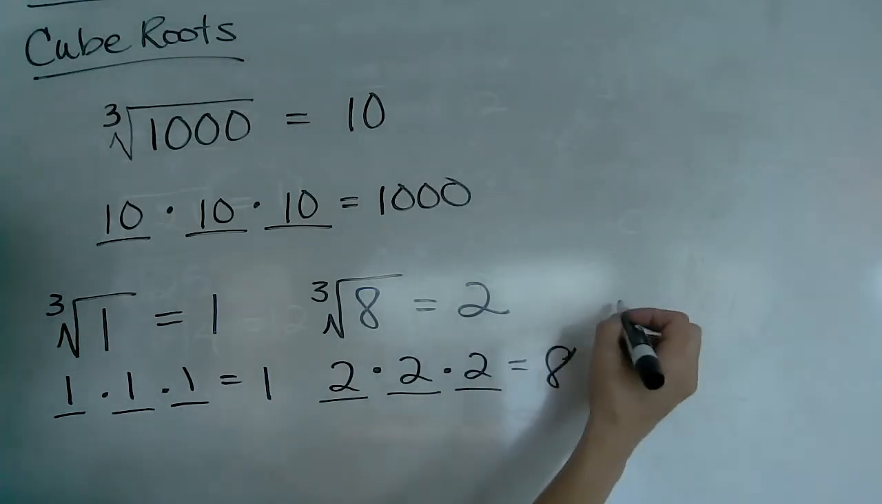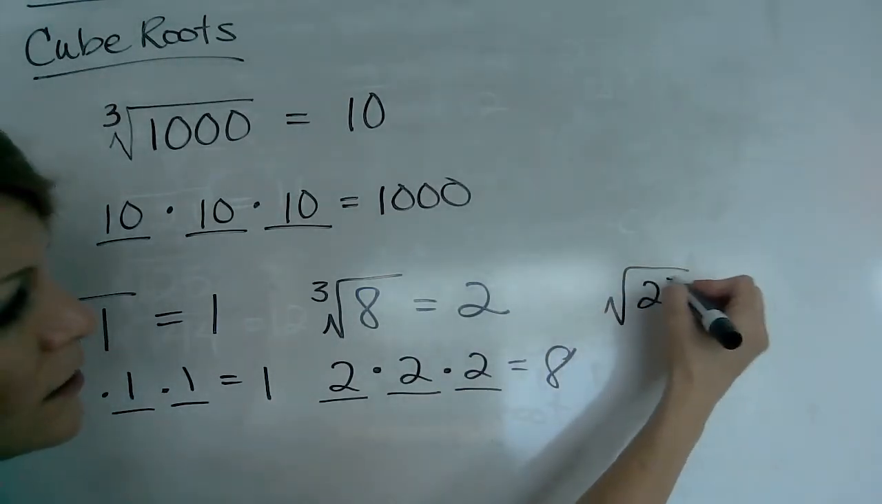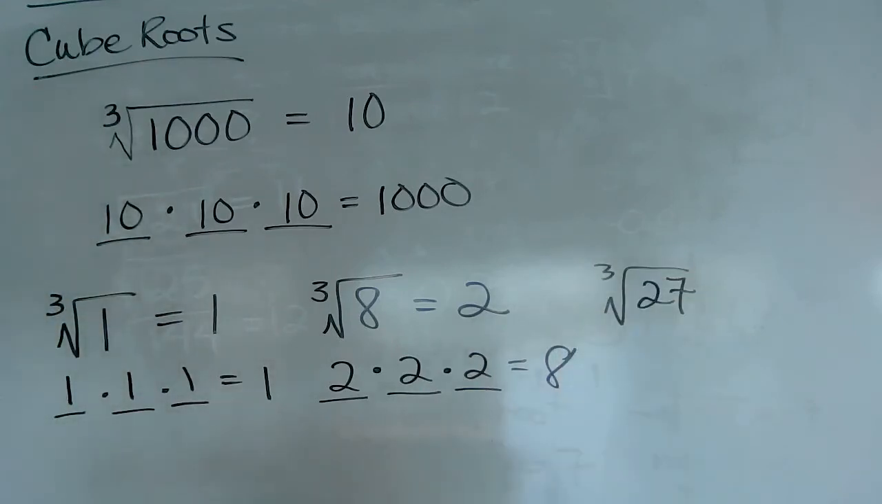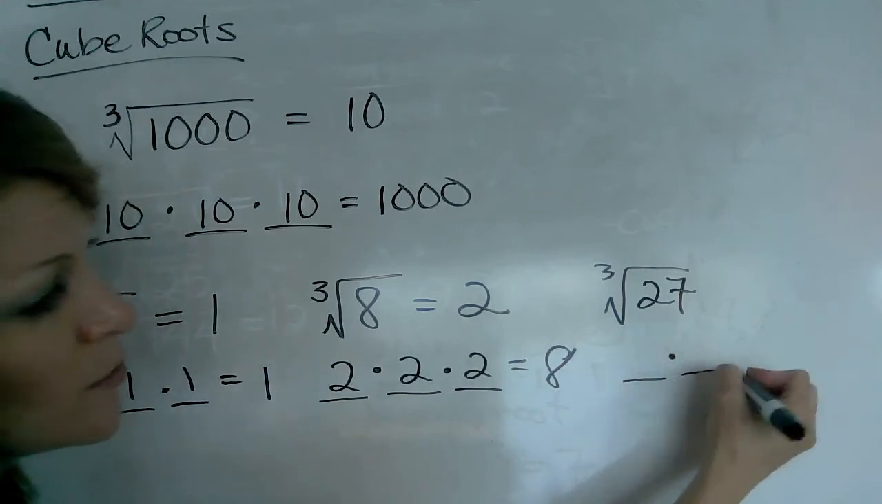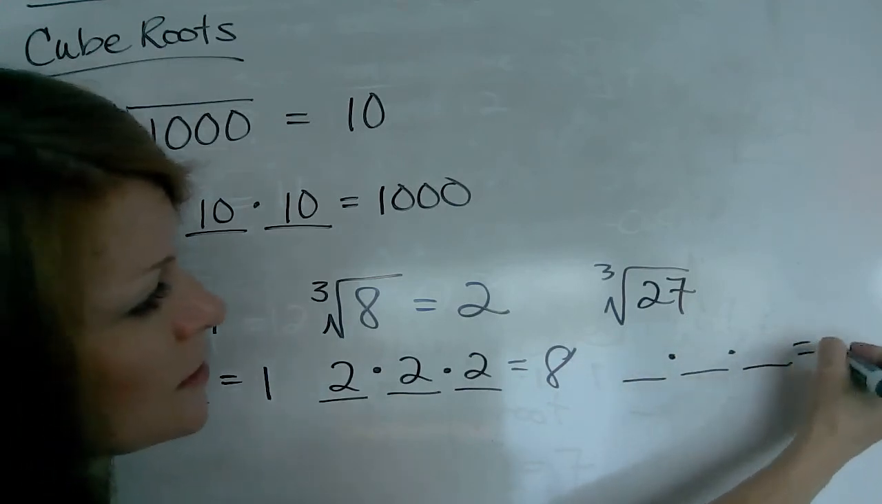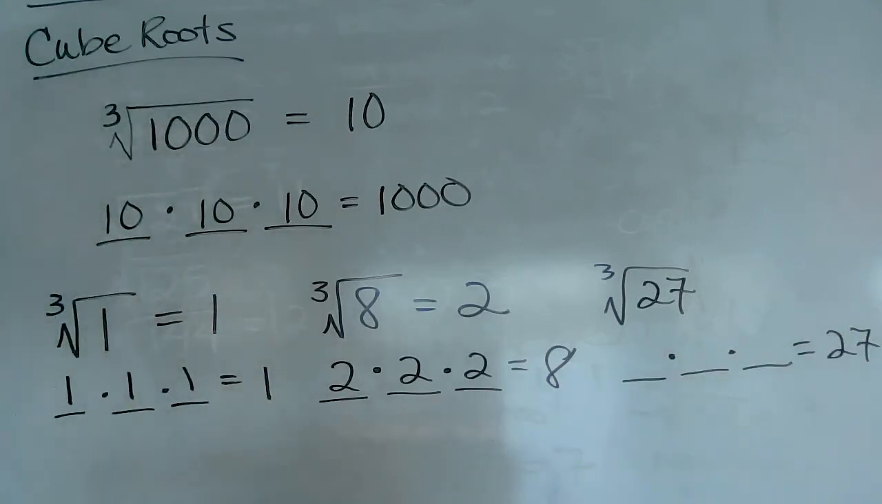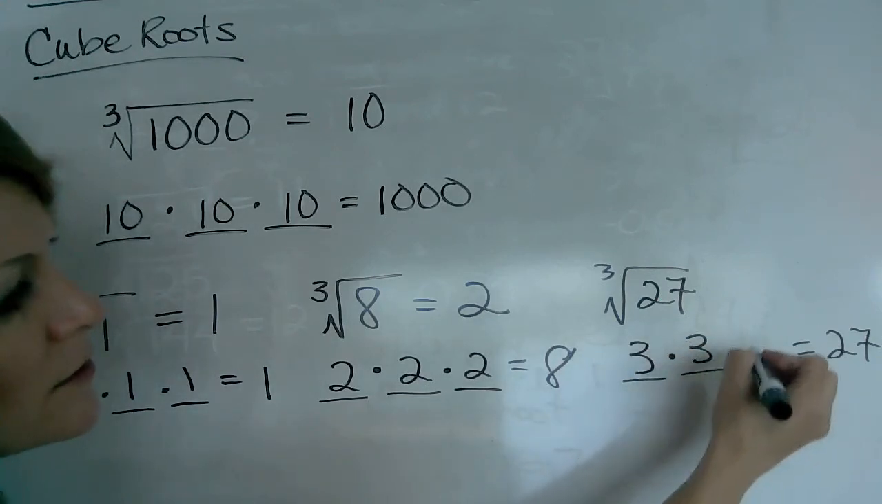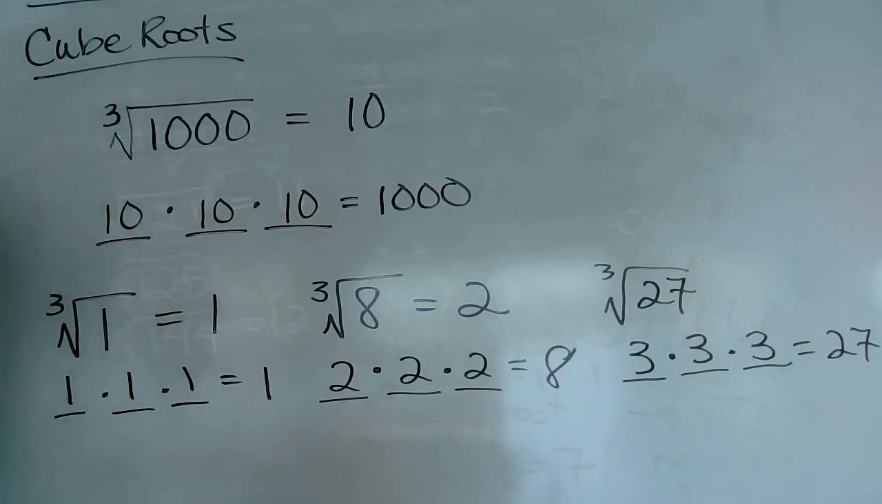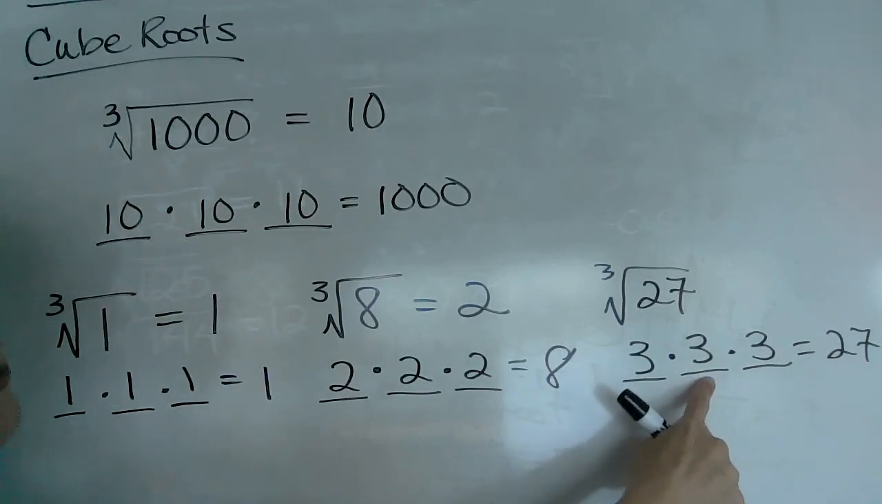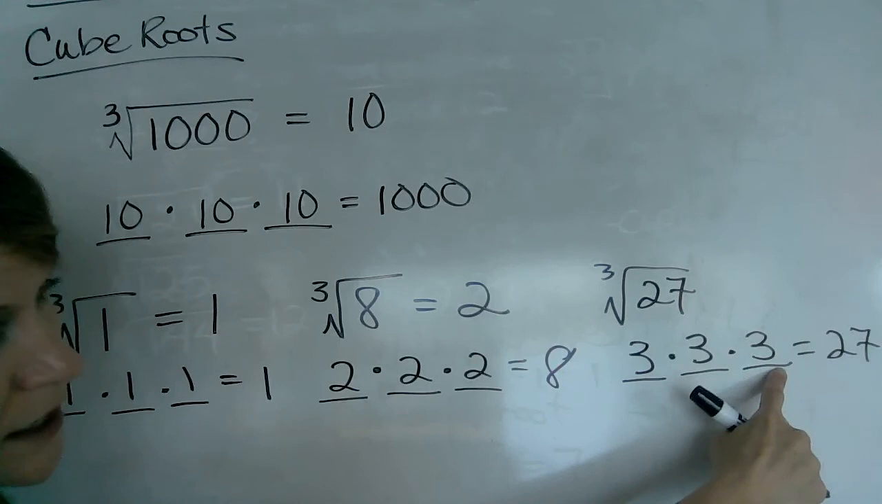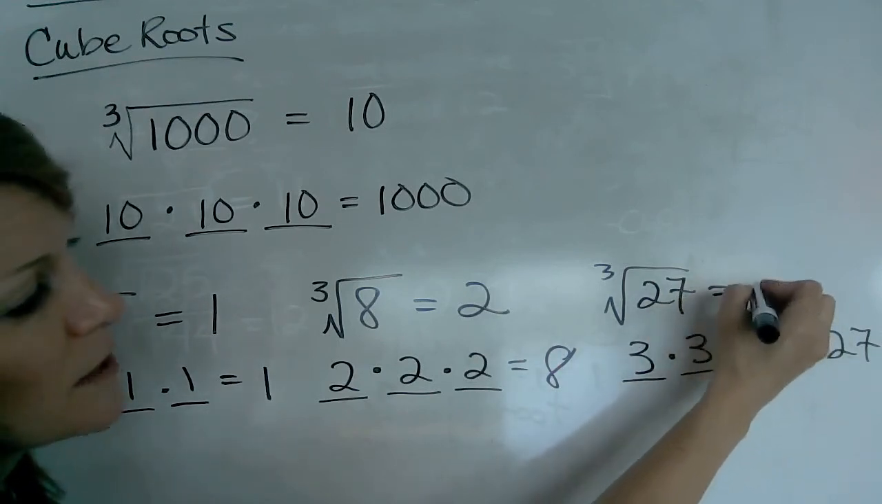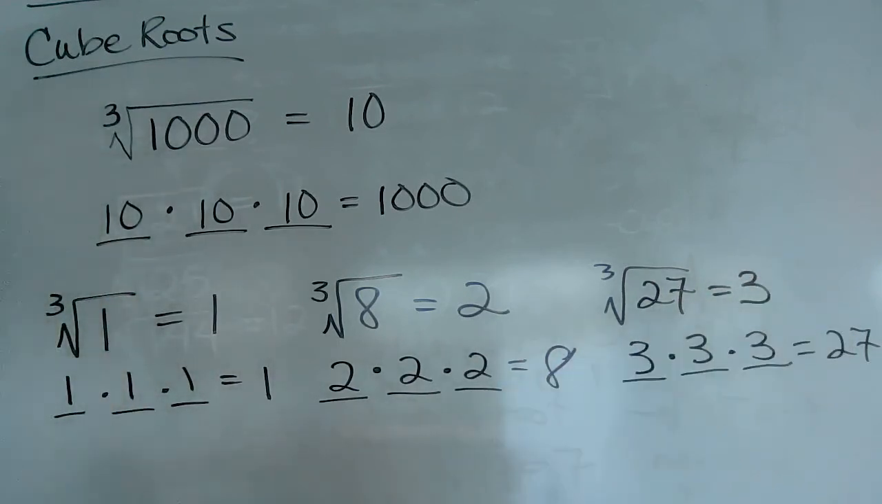One more just for good measure. Cube root of 27. Looking for a number that you multiply by itself 3 times to give you 27. And that number you might recognize from our work with exponents is 3. 3 times 3 times 3 is not 9. 3 times 3 is 9. And multiply by 3 again to give you 27, which makes the cube root of 27 3.